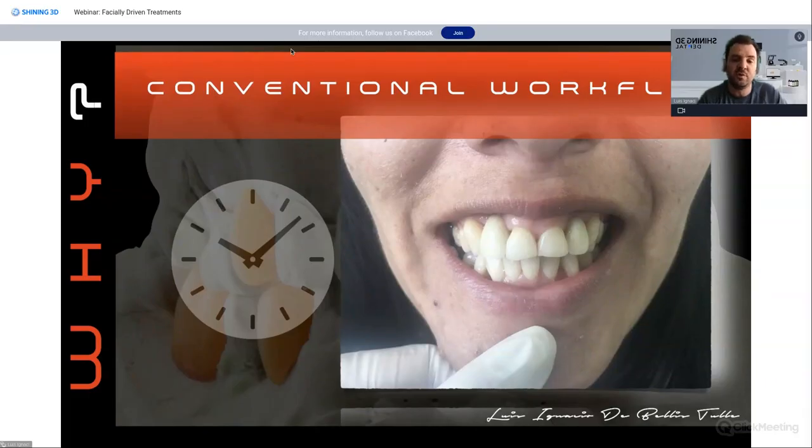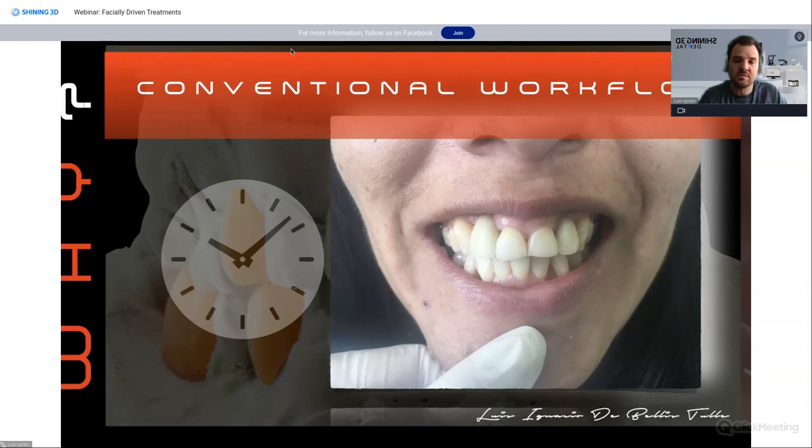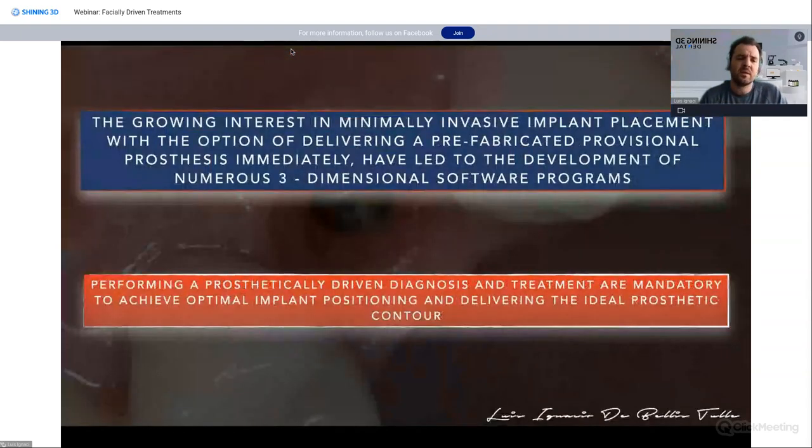It's not the most beautiful. I think that people nowadays do not want to get this kind of results. And that's why there has been a growing interest in minimally invasive implant placement, obviously with the option of delivering a prefabricated provisional prosthesis immediately. That's what everyone wants today. They want to plan, get their surgical guides, get their provisionals, and after placing the implants, put those provisionals inside the mouth and deliver the patient with that as soon as possible.